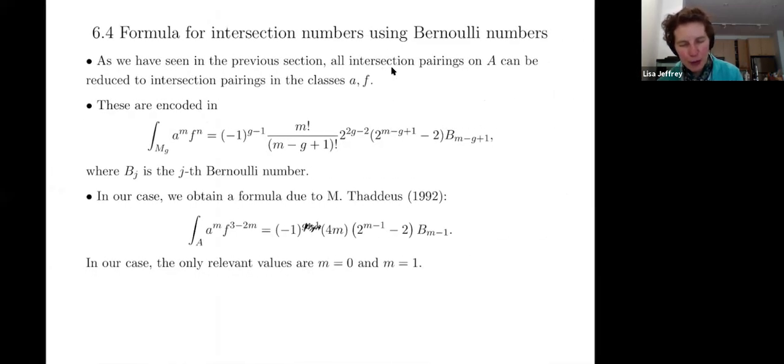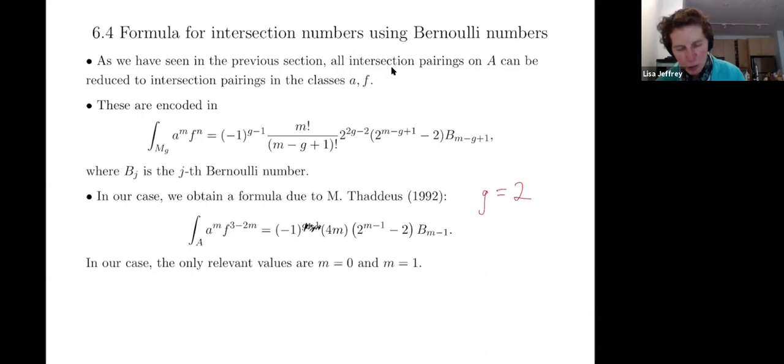So this formula is due to Michael Thaddeus using the Verlinde formula. This is written for SU(2), general genus G greater than or equal to 2, and the B_j are Bernoulli numbers. Here I've written the special case G equals 2. The general case, general G, is due to Thaddeus.